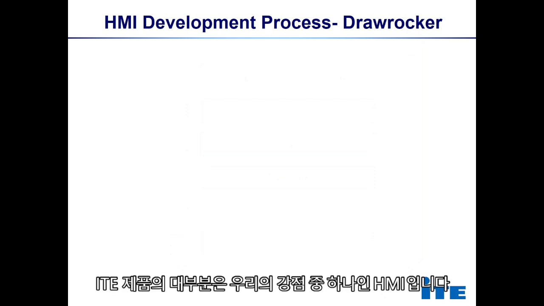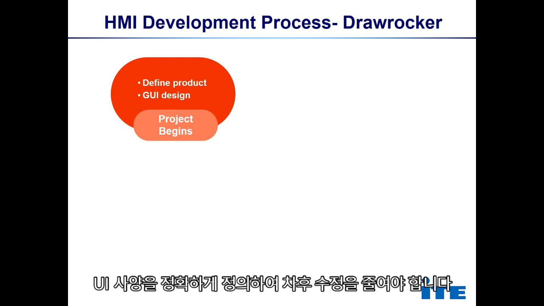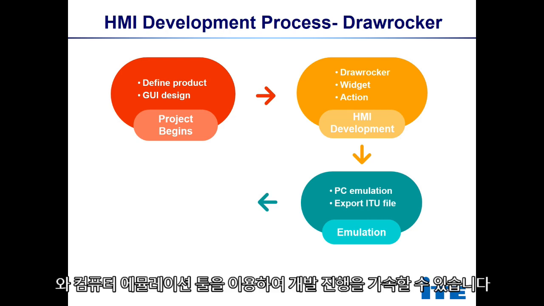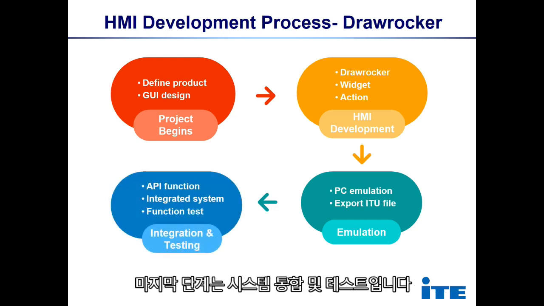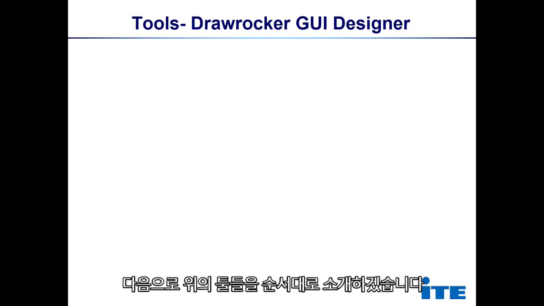The majority of ITE's products require HMI development, which is one of our strengths. In the beginning of the project, the UI spec has to be defined accurately to reduce revision afterward. Then, the development process can be accelerated through DrawRocker GUI Designer and computer emulation tools provided by ITE. The last step will be the system integration and testing. The process is as simple as that. Next, we will introduce the above tools in order.